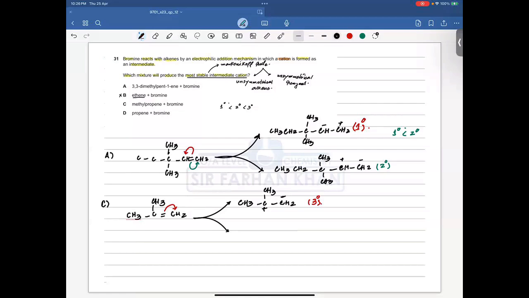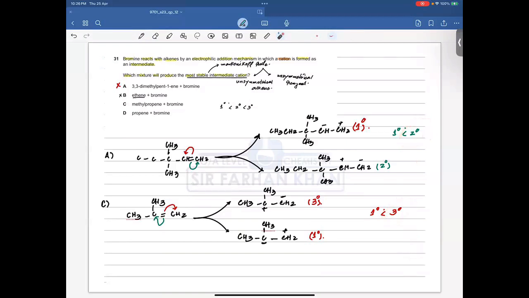Now in the second possibility, what if we shift this pi bond onto this carbon atom? Obviously this carbon is going to be negative, whereas CH2 is going to be positive. Now if carbon has positive charge with two hydrogen atoms, obviously it's going to be a primary carbocation, which is also called 1 degree carbocation. And you know that tertiary is more stable than 1 degree. That means option A is also incorrect because we have tertiary carbocation in option C. So tertiary is more stable than secondary, which means option A is also incorrect.